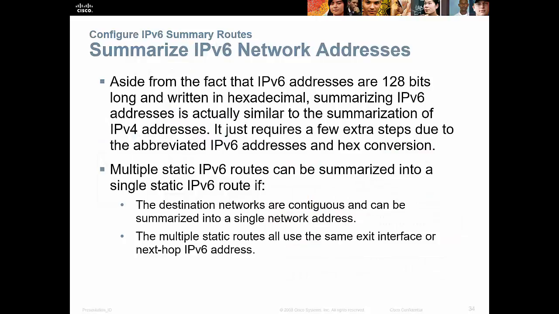So we can do the same with IPv6 addressing. Aside from the fact that IPv6 addresses are 128 bits long and written in hexadecimal, summarizing IPv6 is actually very similar to IPv4. It just takes a few extra steps. So multiple static IPv6 routes can be summarized into a single static route, again, if the destination networks are contiguous and can be summarized into a single network address, and the multiple static routes all use the same exit interface or next-hop IPv6 address.